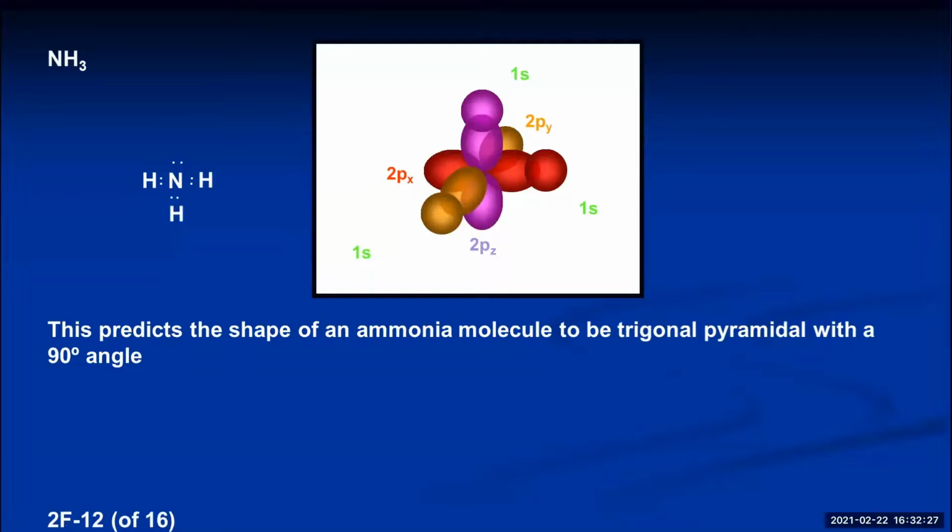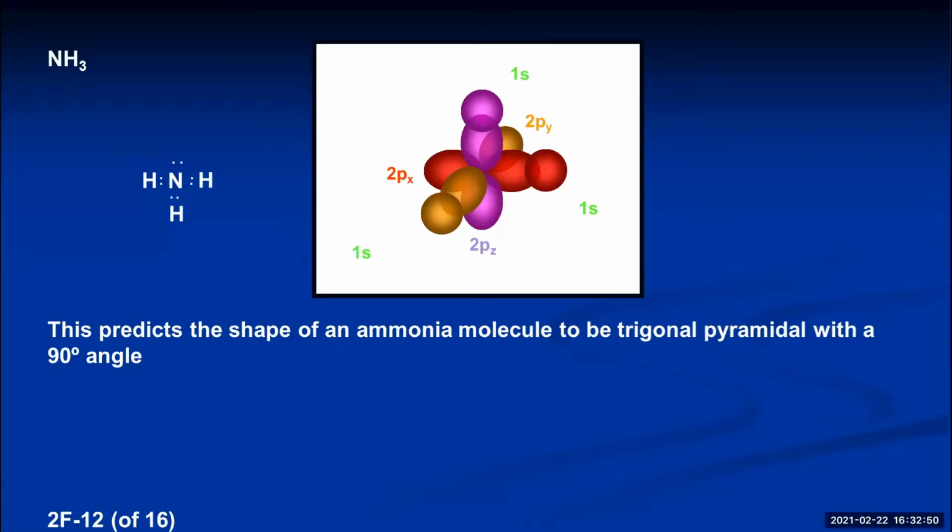So ammonia cannot be bonding with a 2px, a 2py, and a 2pz. It doesn't produce a molecule that has the correct shape that we know to experimentally be true. So Pauling said, I believe most central atoms will undergo my process of hybridization before they actually form their molecules.